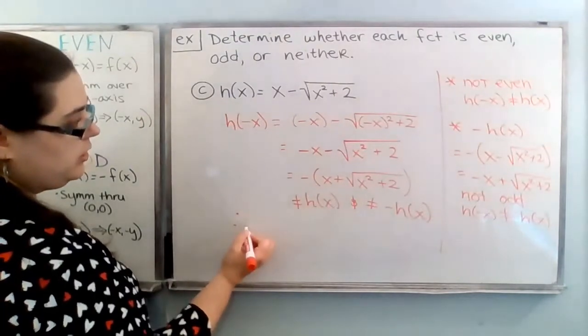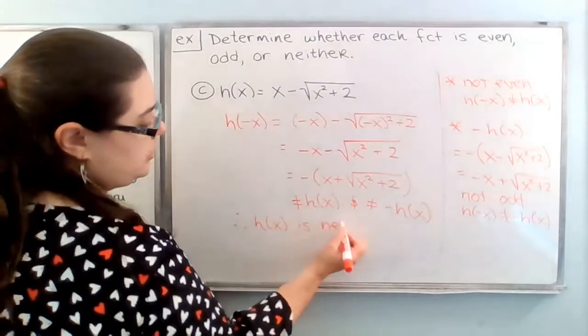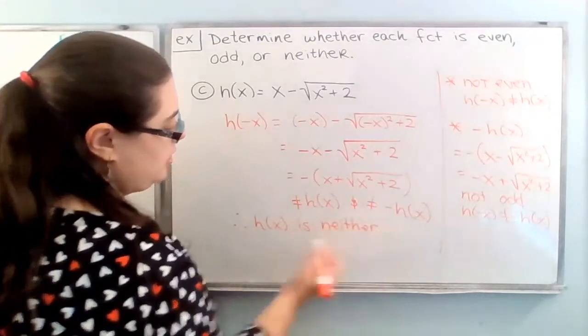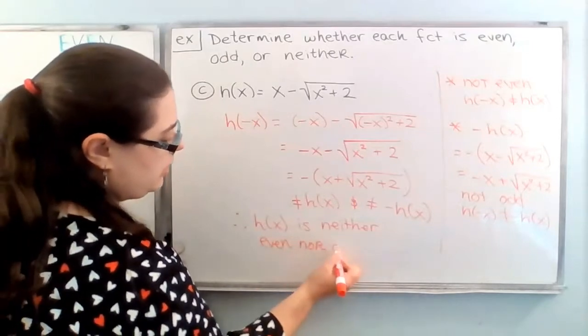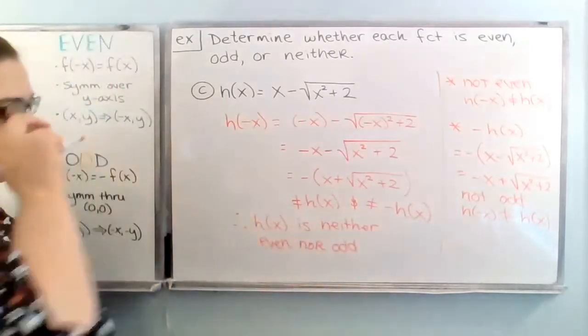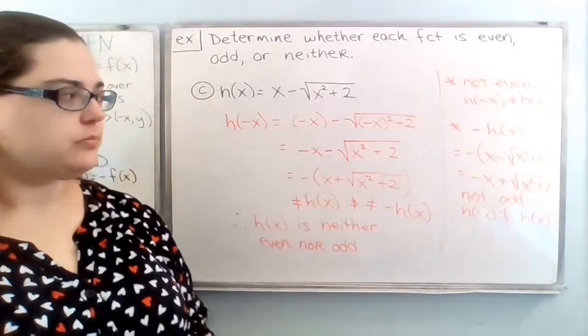Therefore, h of x is neither even nor odd. And that would be the end of our problem here.